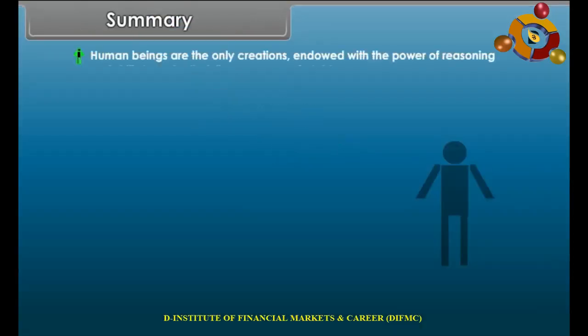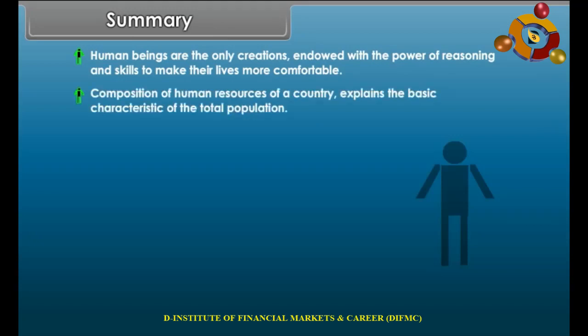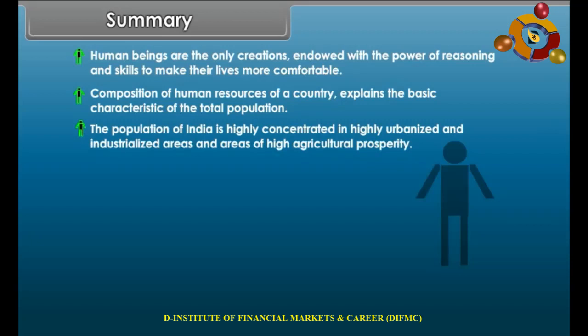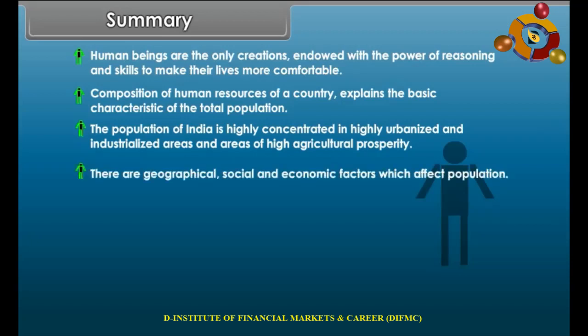Summary. Human beings are the only creations endowed with the power of reasoning and skills to make their lives more comfortable. Composition of human resources of a country explains the basic characteristic of the total population. The population of India is highly concentrated in highly urbanized and industrialized areas and areas of high agricultural prosperity. There are geographical, social and economic factors which affect population.